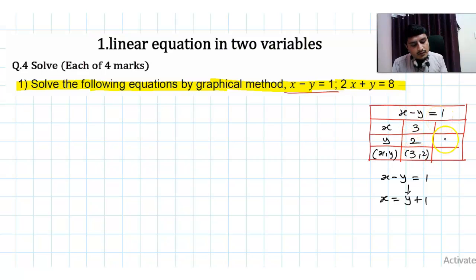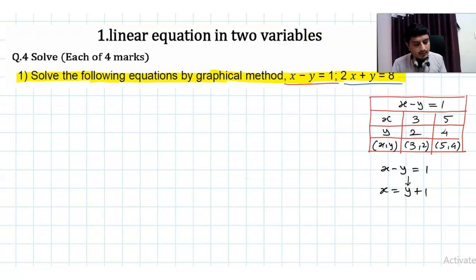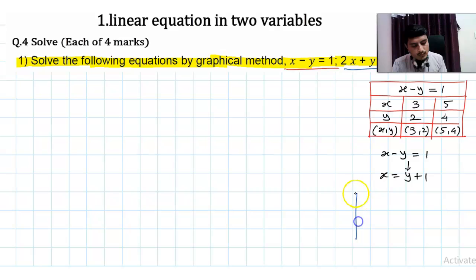Now once we assume the value of y is 4, then the respective value of x becomes 4 plus 1, which is 5. So the value of x is 5, and we have 5, 4 as the other point on the line x minus y equals 1. Now in the same way, let us prepare the second table for the second equation, 2x plus y equals 8.